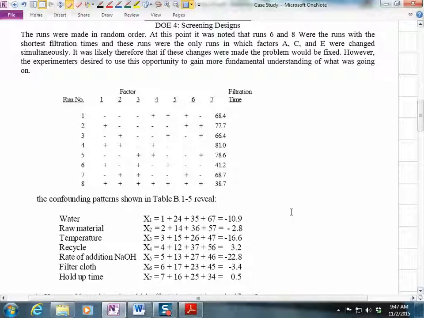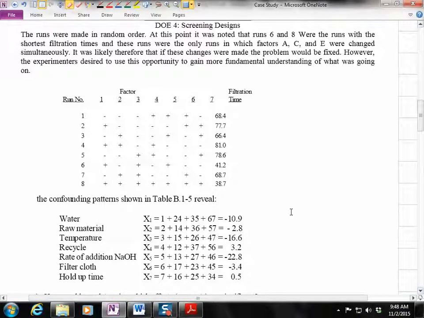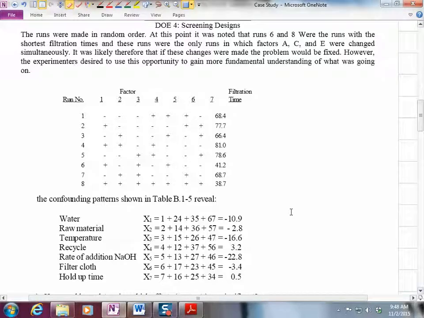I took this straight from the Box Hunter and Hunter text, so if the passive voice drives you crazy, like it is doing to me, I guess we'll blame them. You okay with that? Passive voice? Don't like passive voice? Don't use it in your reports? Good, good. That's a good start.